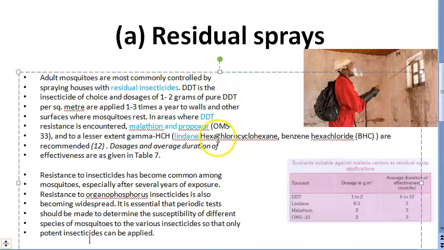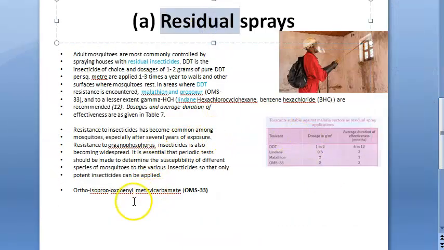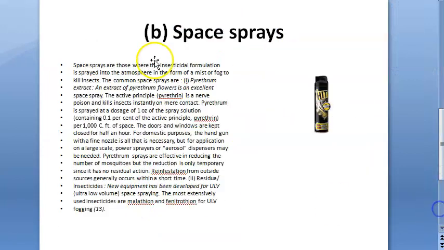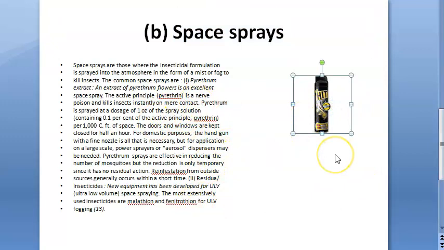So, so many names you have to remember. Remember the easy ones. Just understand that this is a residual spray. I'm thinking it will leave some residue, right? Then you have something called a space spray. These are where you have the formulation in mist or fog. That's all. Space spray.